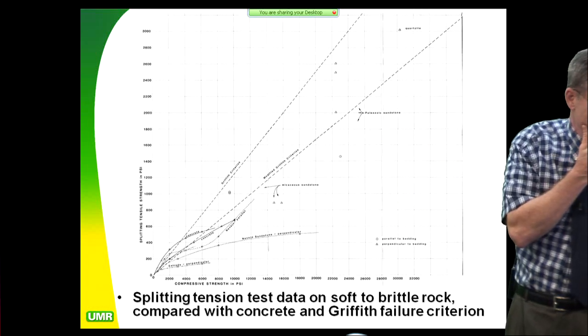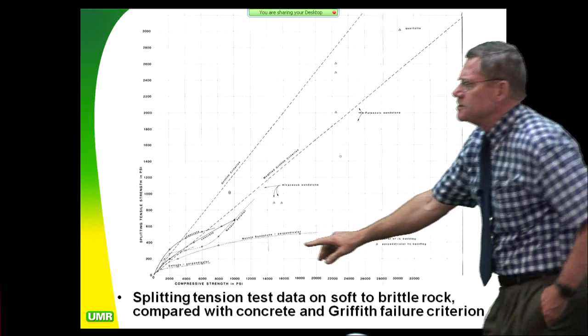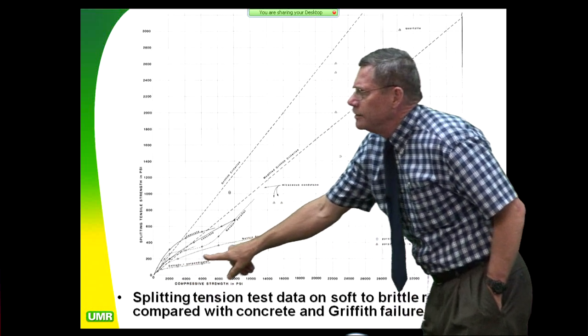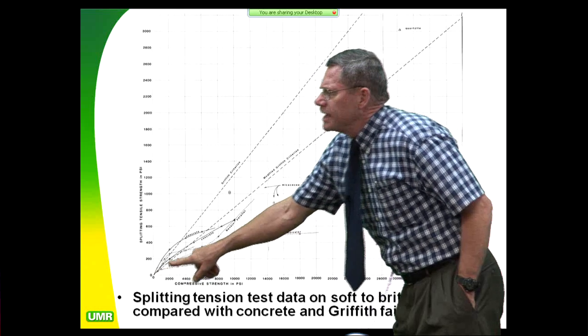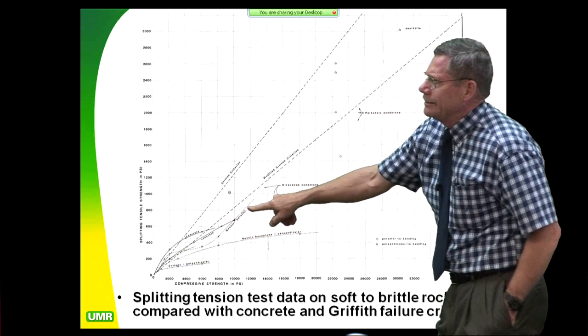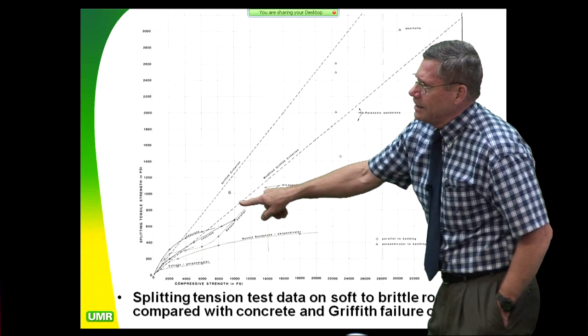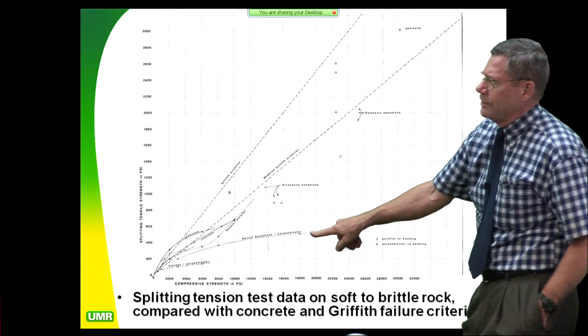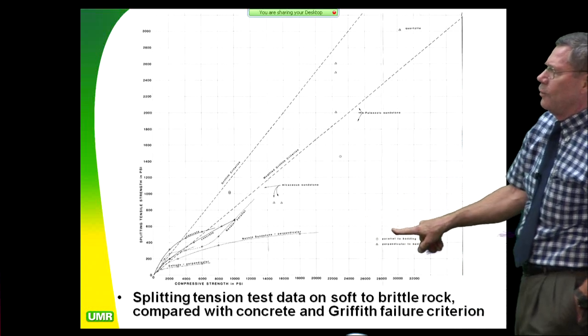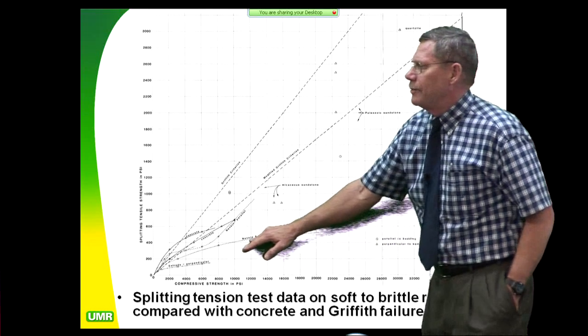So now, how do my rocks come out in all this? Well, here's my Navajo sandstone parallel to bedding. Here's my Navajo sandstone perpendicular to bedding. So perpendicular, I'm getting close to the 1/12, but parallel, I'm getting further and further and further away from it. So it's a real aberration.